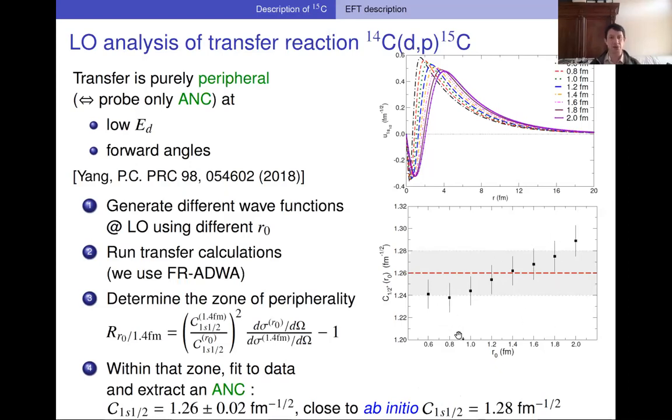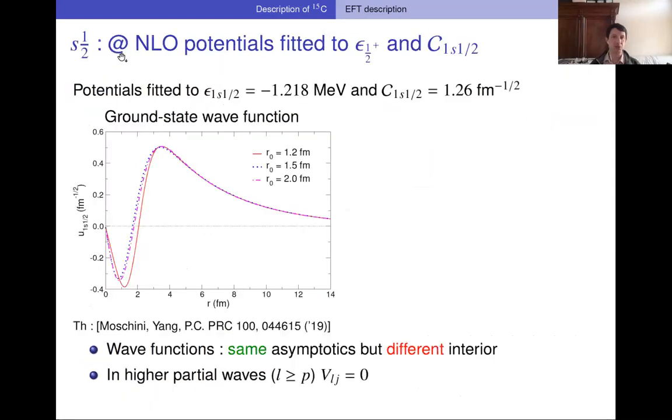So now we have everything we need. We have the binding energy, we have the ANC, we can fit the potential at next to leading order. And so that's what we did. We got 3 different values of R0, and we got this. Here are these radial wave functions. You have the same exponential tail, that's what we want, but different expression in the interior. That's also what we want. If our reactions start to be sensitive to what's going on inside the nucleus, then we will get different cross sections. That's for the S wave.